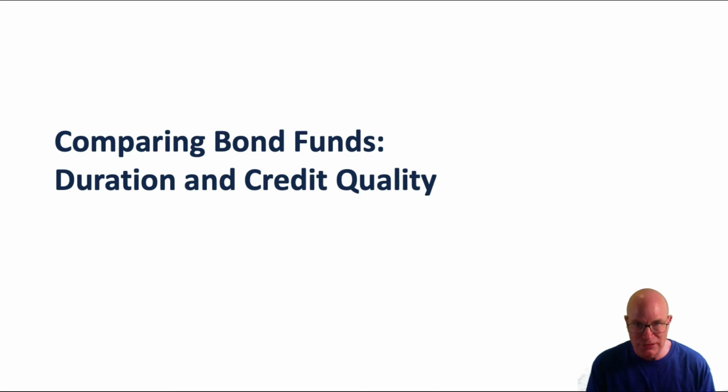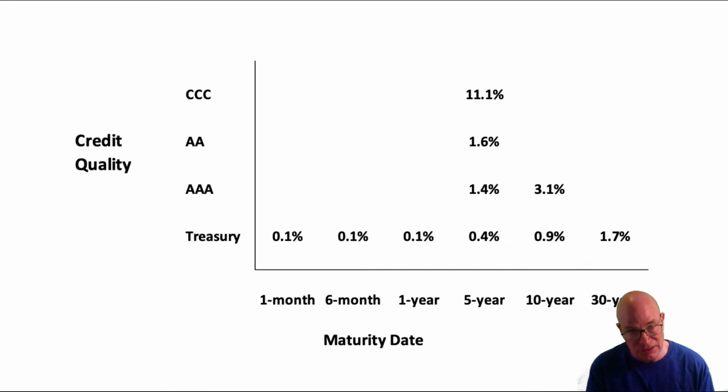Two of the factors that will impact yield to maturity are, number one, duration, and number two, credit quality. We can list those in this sort of graph. Maturity date is at the bottom: one month, 6 months, 1 year, all the way up to 30 years in this example. On the horizontal axis is credit quality, with higher credit quality at the bottom: Treasury, AAA, AA, CCC bonds.